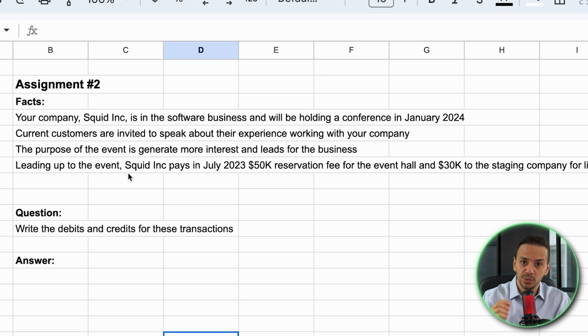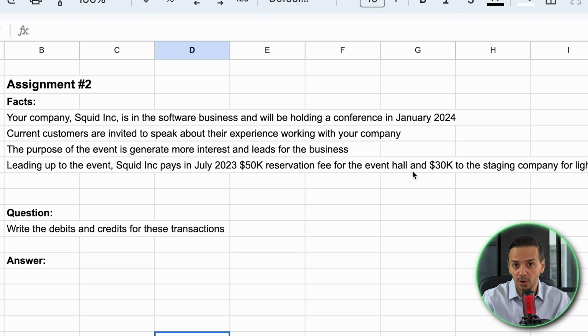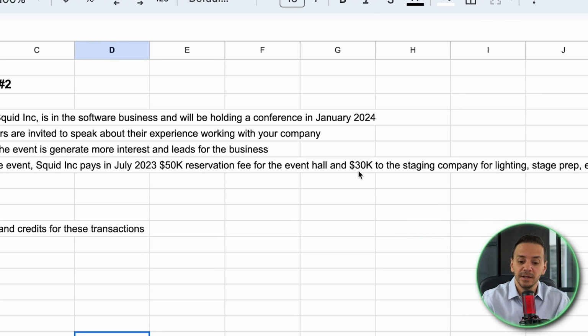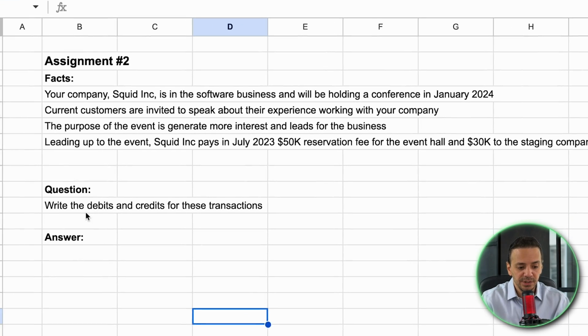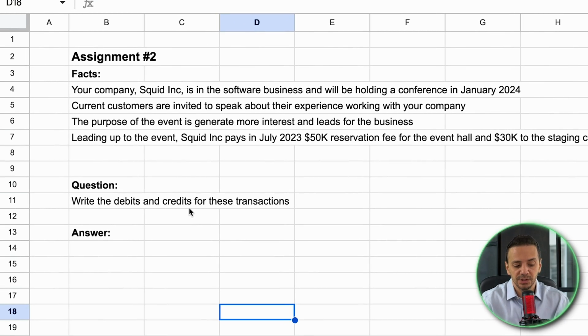pays in July 2023, which is the current month, a $50,000 reservation fee for the event hall, right? You need a hall to hold your conference, and $30,000 for the staging company for lighting, stage prep, etc., all the things that go into making a conference. The question is, write the debits and credits for these transactions.